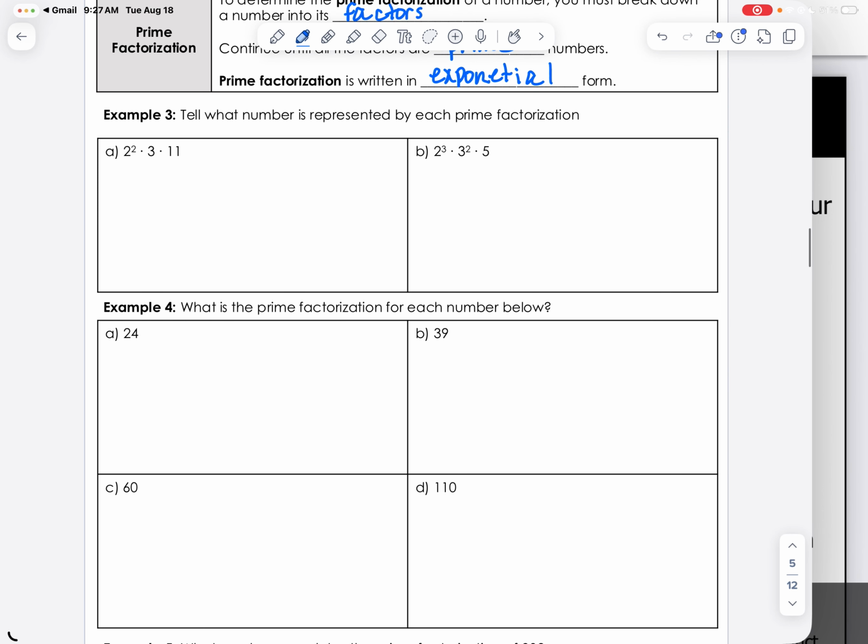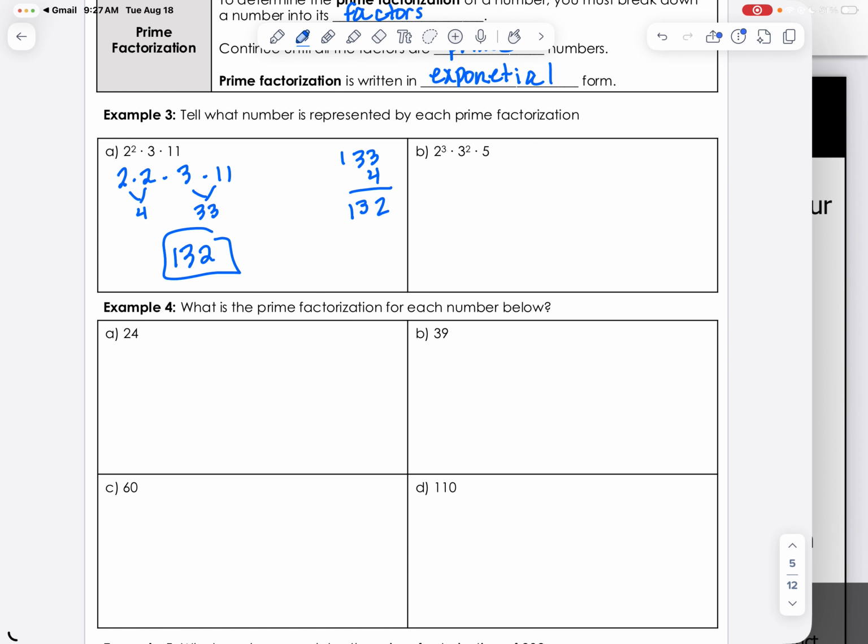All right. So in example 3, tell what number is represented by each prime factorization. So in problem A, we have 2 squared times 3 times 11. So 2 squared would be 2 times 2 times 3 times 11. So this would be 4 times 33. And that would be 132. So 2 squared times 3 times 11 would be 132.